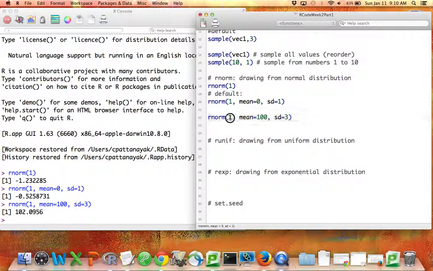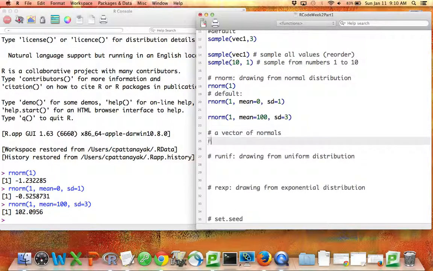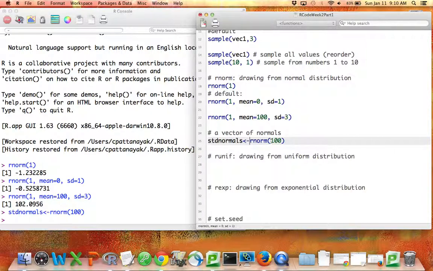This first argument tells you how many normals you'd like to draw. When you draw them, they come independently. And so you can get a vector of normals. So if I do this, I'm going to get 100 random normals, and because I'm not specifying the mean or the standard deviation, R will assume that I mean mean 0 and standard deviation 1. And so I can do this, and this time let me give it a name. Call it standard normals. If I do that, nothing is printed because now this vector of 100 numbers is called standard normals.